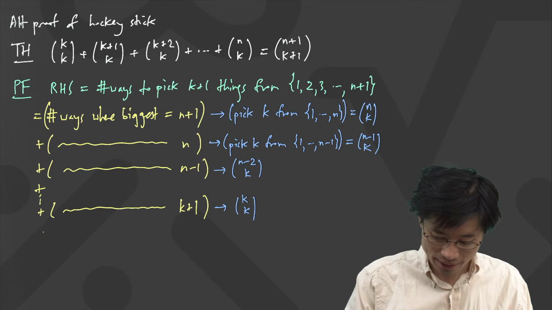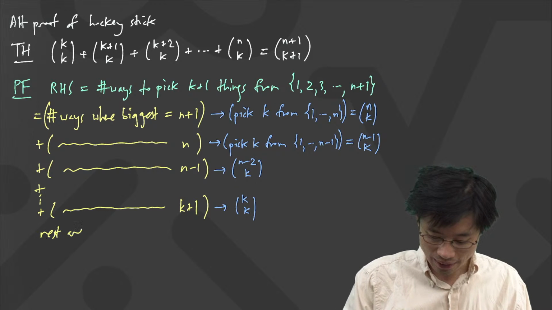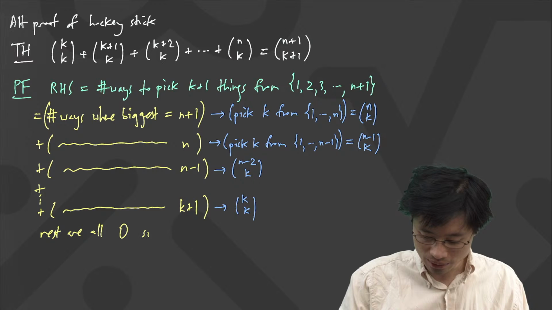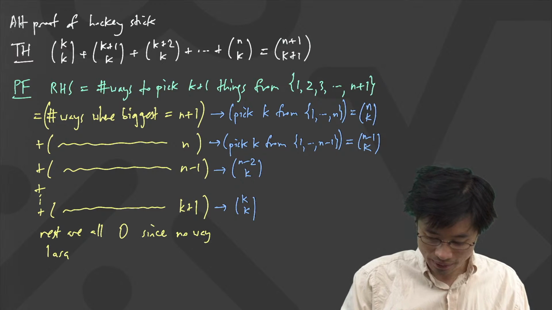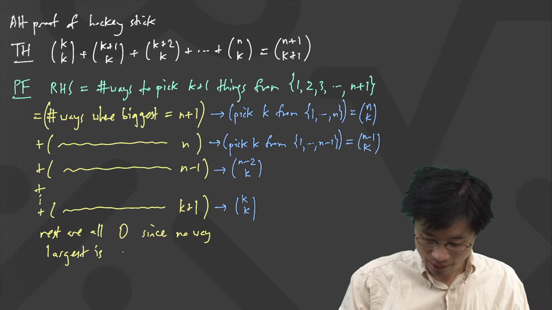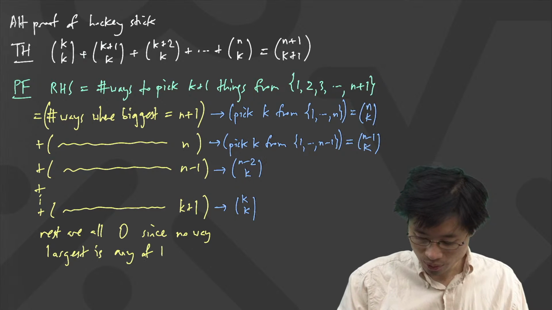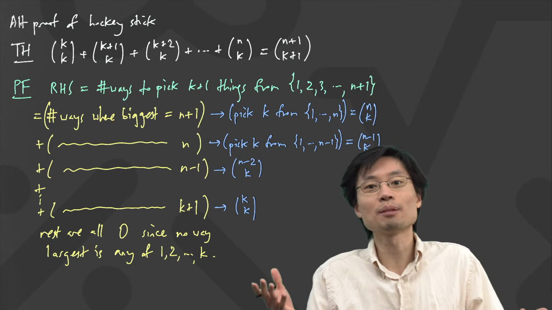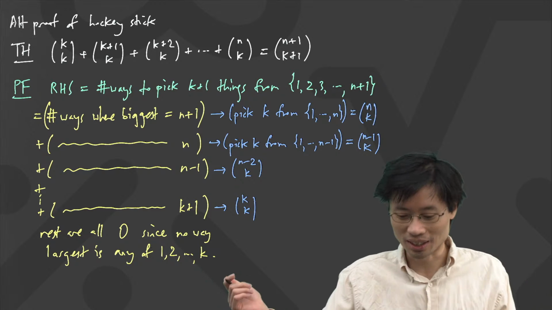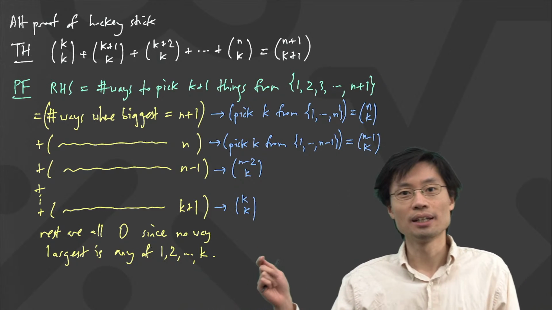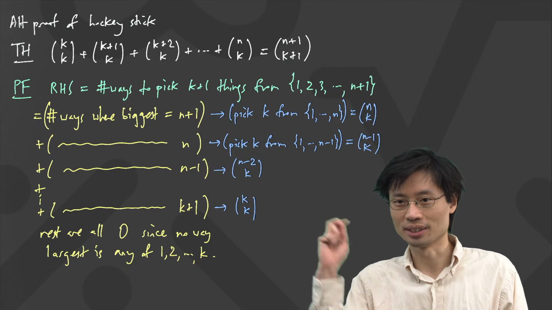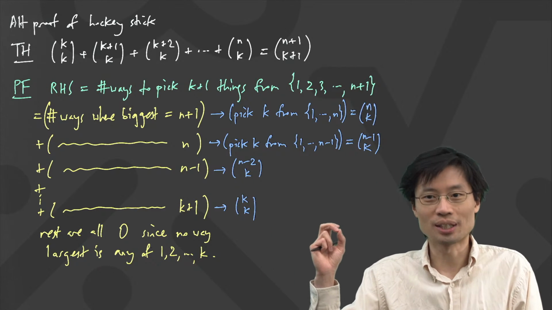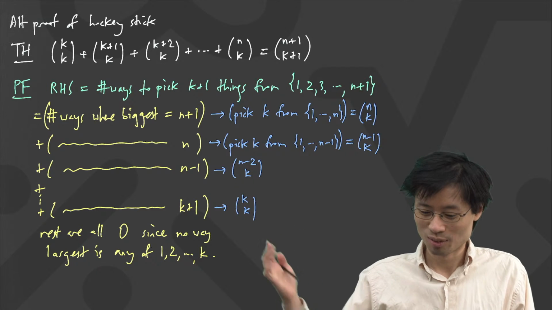And then the rest are all 0, since there's no way the largest is any of 1, 2, up until k. Because I'm picking k plus 1 things, so there's no way I can have that as the largest. Another way to say the same thing is that 5 choose 200 is 0. There's no way to choose 200 things from 5 things. Both of those finish it.